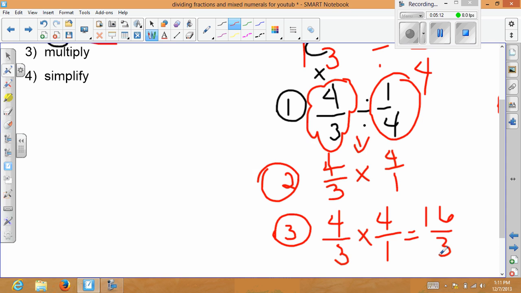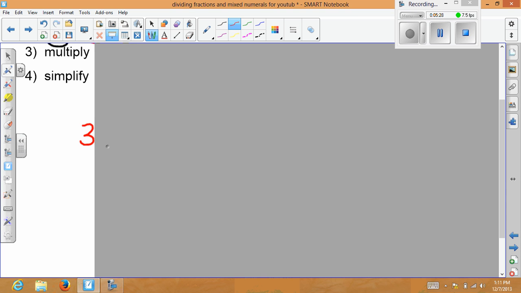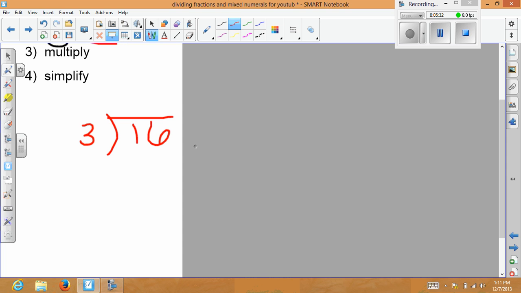And then the last step says to simplify. So this is an improper fraction where the numerator is larger than the denominator. So I know that all fractions mean divide, write the denominator outside. So I'm going to divide this out and see how many 3's are in 16. How many 3's are there in 1? Well, there aren't any. And then 3 times what's going to give me something close to 16? Well, that's going to be 5. And 3 times 5 is 15.